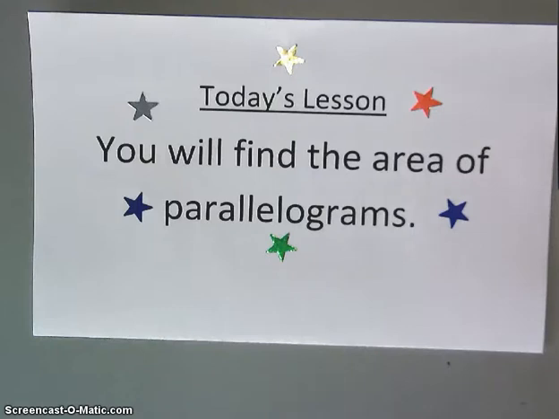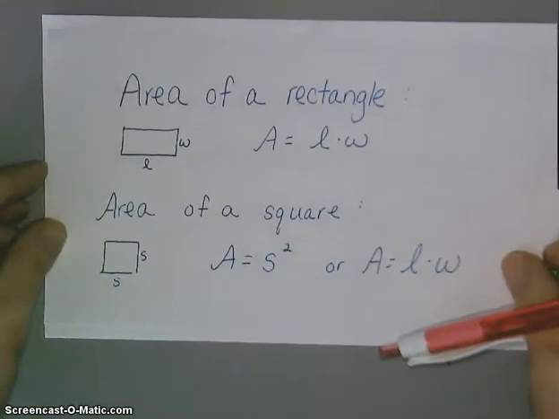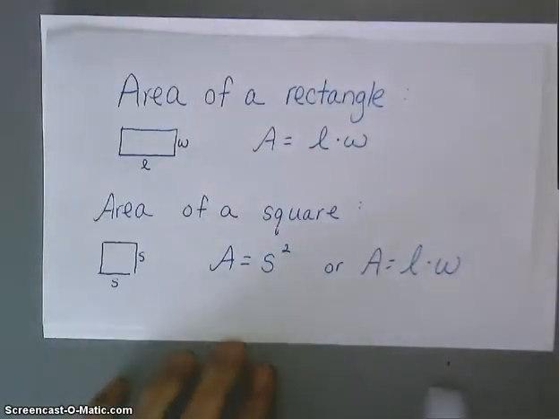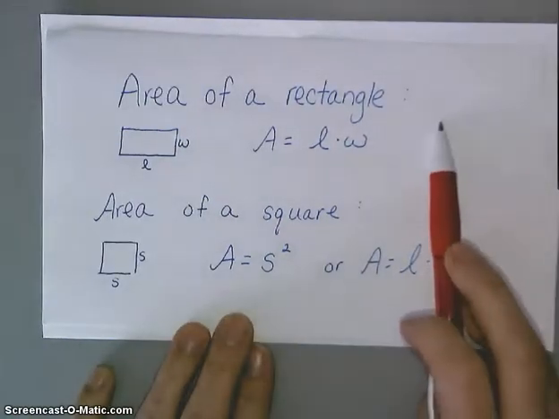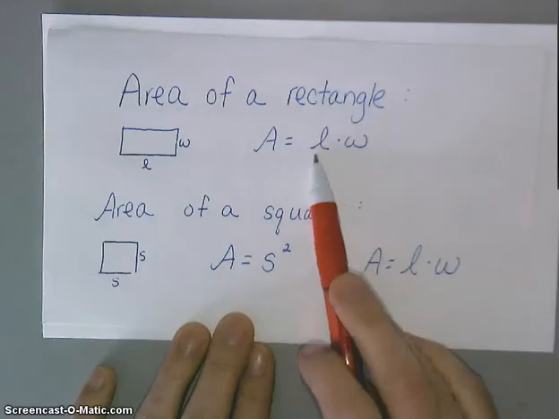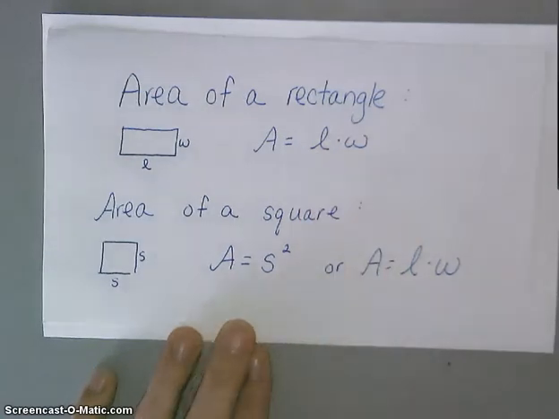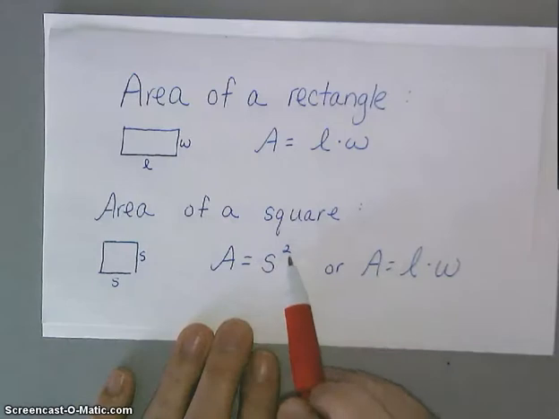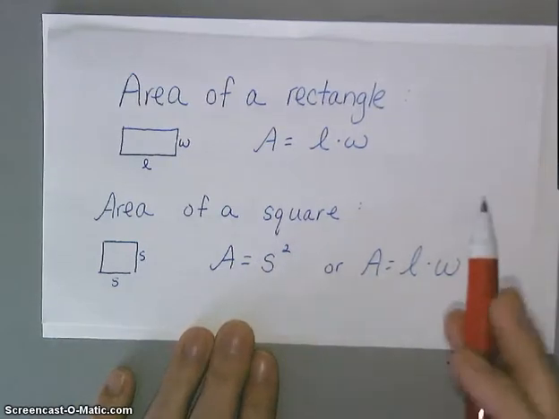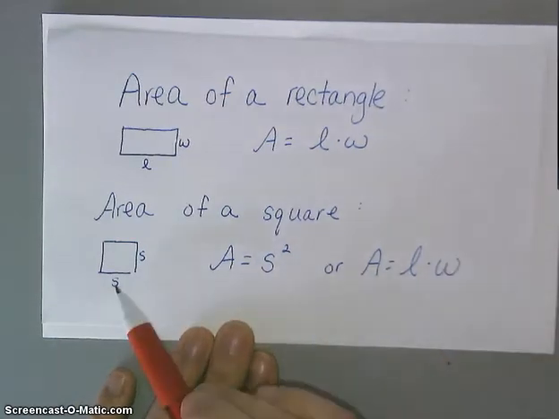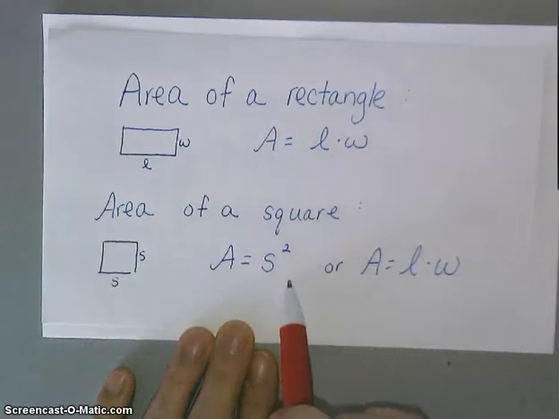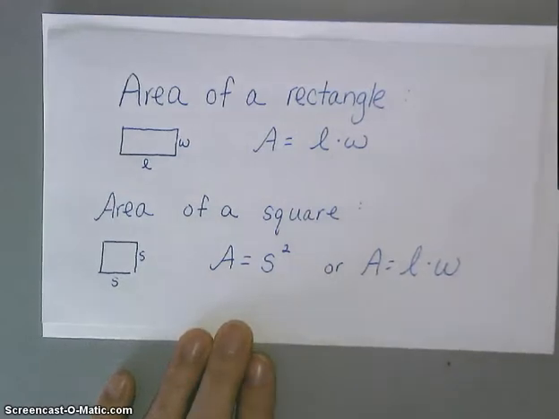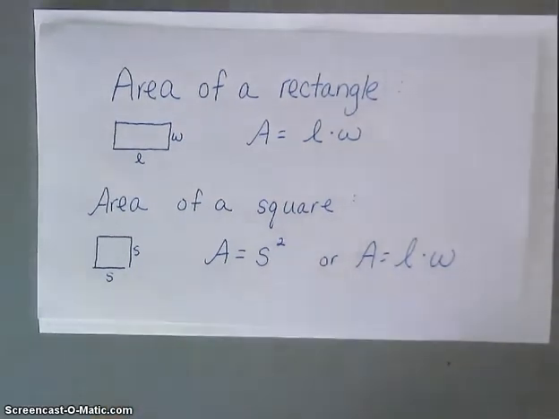In class today, we discovered the formula for the area of a parallelogram, but let's recall these two formulas here. We have the area of a rectangle, which is the area equals the length times the width, and the area of a square is the area equals the side length squared, because a square has all four sides the same, so you can just do s times s, or s squared, or you can also think of that as length times width as well.